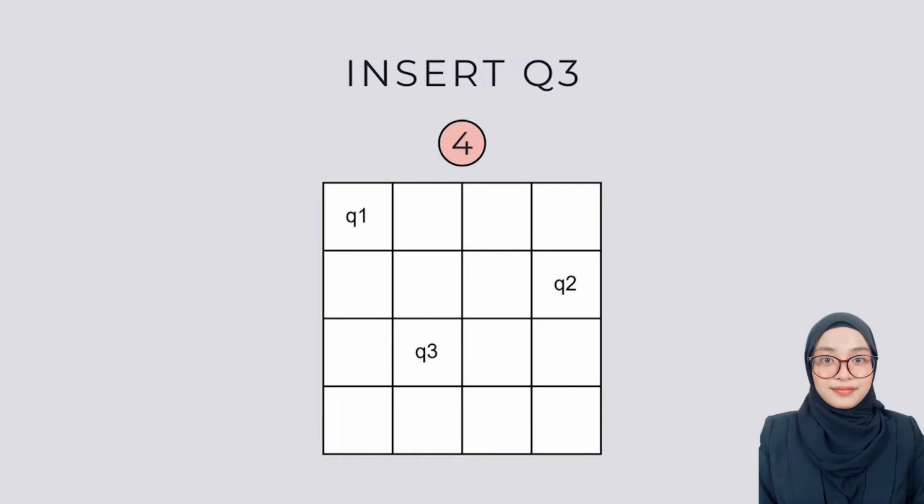Here we have the option to insert Q3 at row 3, column 2, because it is not next to Q1, or next to Q2, or diagonal to Q2 or Q1.